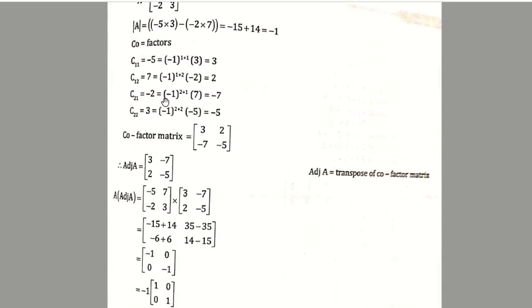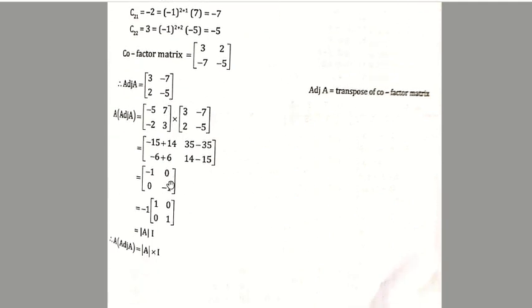Like that only, you're supposed to find the cofactor for each and every element. When you find the cofactors, you write the cofactor matrix in the same order as in matrix A. Adjoint A is nothing but the transpose of the cofactor matrix. When you change the rows to columns and the columns to rows, it will become 3, 2, minus 7 and minus 5. So this is nothing but adjoint A.